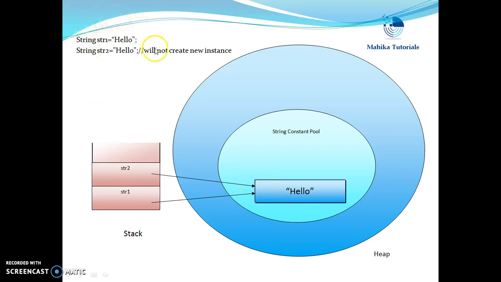So when we use the literal mechanism, if multiple reference variables refer to the same content or same string value, then no new object is created. All the reference variables will refer to the same object. That's why it is known as a more memory efficient way of creating strings, because multiple references can refer to the same object. This is the first way in which we can create a string, that is using the literal mechanism.